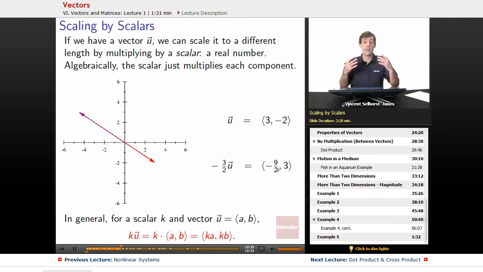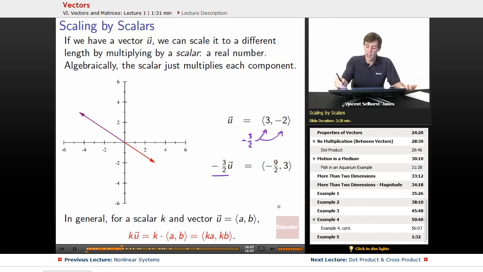We could also have something that's not just a whole integer number, like, say, negative 3 over 2. So negative 3 over 2, we wind up being 3 over 2 times the length, right? 1.5 the length of the original vector, but then also in the negative direction, so opposite the direction of the first one. Once again, numerically, it just winds up being negative 3 over 2 times the first number and times the second number, so we get negative 9 over 2, 3. So algebraically, it just multiplies each component. Graphically, it's a question of stretching and maybe also flipping.